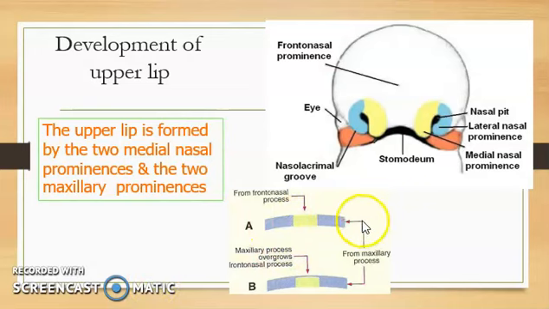Yes, you see this is the upper lip. In the center it is derived from frontonasal, and the lateral side is derived from the maxillary prominence. But later on there is overgrowth of the mesenchyme from the maxillary prominence over the frontonasal prominence. So at the end the whole upper lip is derived from the maxillary prominence.